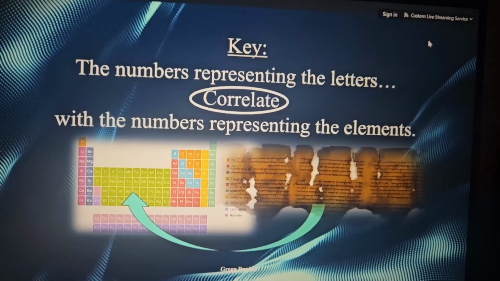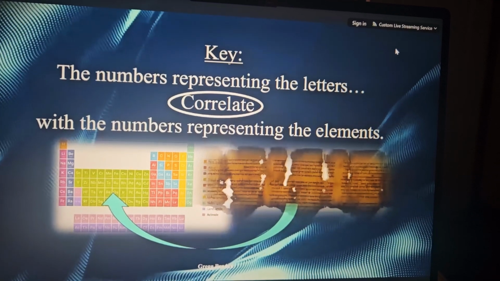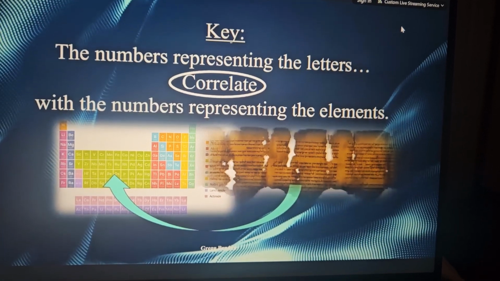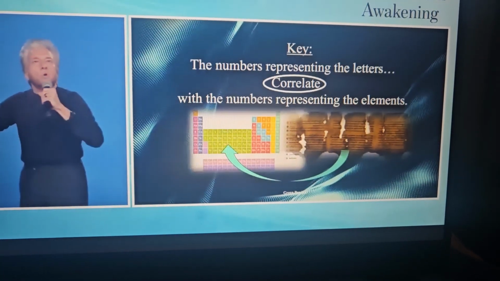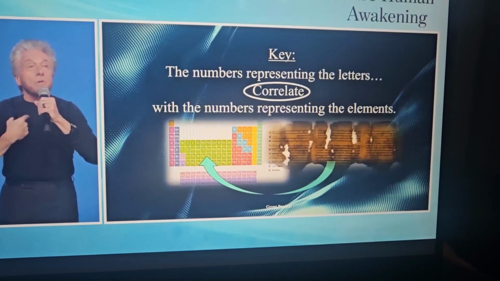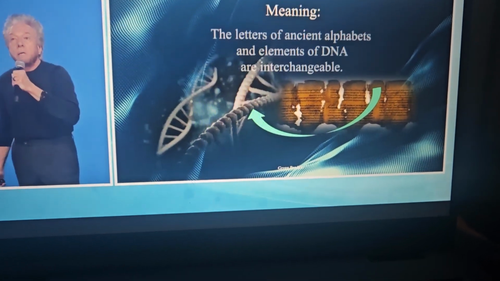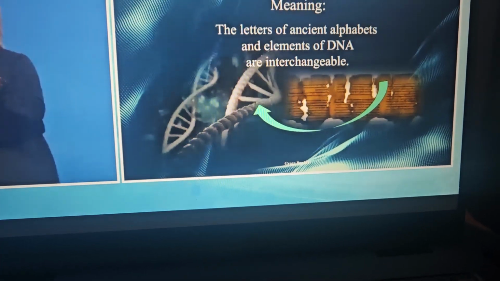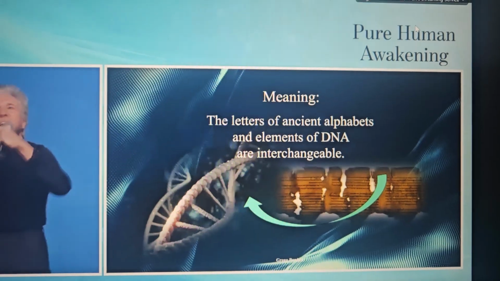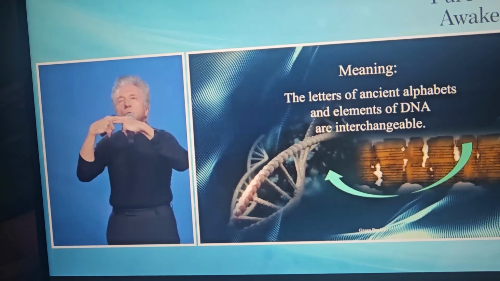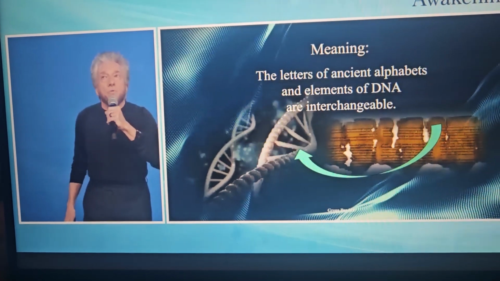The numbers that represent the ancient alphabets correlate with the numbers that represent the elements in our bodies. Let's say it again. The number that represents the ancient letters correlates with the number for the DNA, the hydrogen, nitrogen, oxygen, carbon in our bodies. What does that mean? It means that the letters of the alphabets and the DNA are interchangeable. The letters of the alphabets and the elements of the DNA are interchangeable because they're linked by a number. All right, that's the key to what we're doing here. So if that makes sense, let's do it.